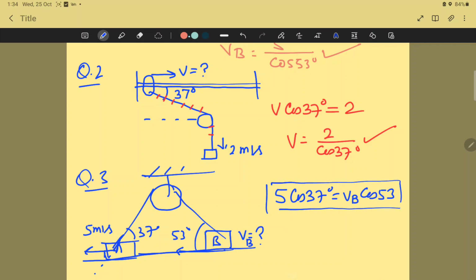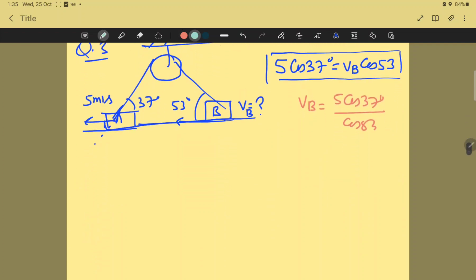By this relation we can easily get VB is equal to 5 cos 37 upon cos 53. So these three questions really convey the idea of how to deal with string based constraint problems. Now let's quickly move to the next type, that is called the pulley block system.